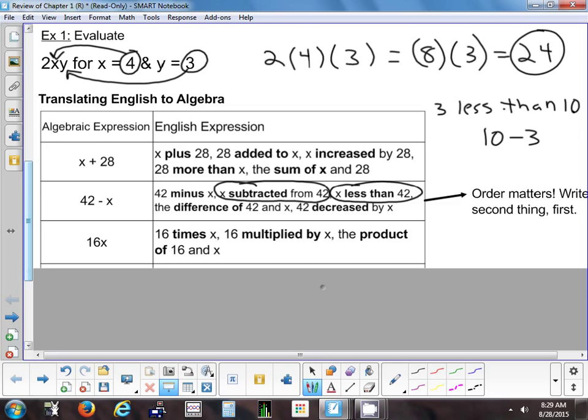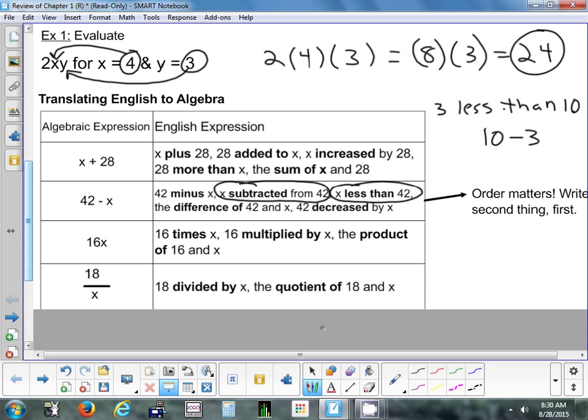Right, so the next one, all different words you're going to see for multiplication. Times, multiplied by, product. The word of. Okay, if you see the word of in math, a lot of times that means multiplication. Like if I said I wanted half of the students in here. Okay, I want to know half of the students. I'd take how many I have times 1/2. Half of the number of students.